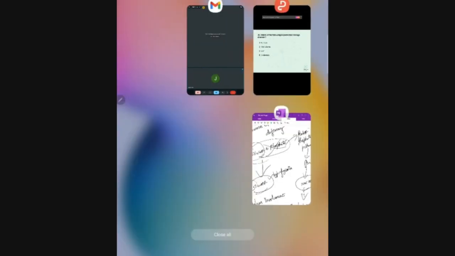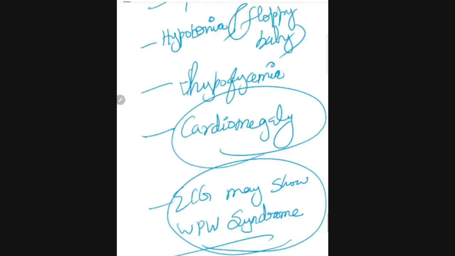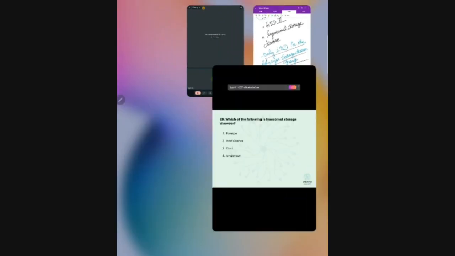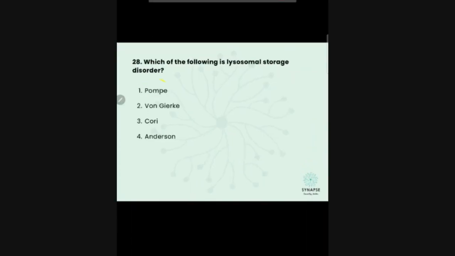I'm already just now we discussed all these are repeatedly asked questions. Which of the following is a lysosomal storage disorder? Pompe's. So the only LSD in the glycogen storage disorder group is Pompe's. So von Gierke, glucose 6-phosphatase. Cori's, it is debranching enzyme pathology. Anderson, it is branching enzyme pathology.